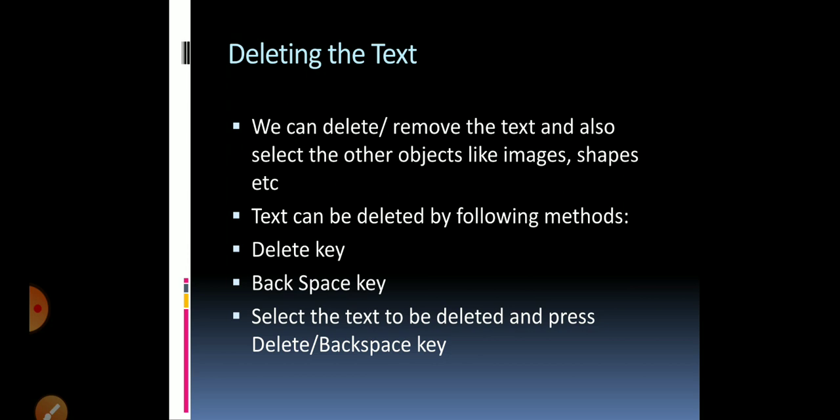First is the delete key. By using the delete key, place the cursor at the beginning of the text that has to be removed by mouse click or arrow keys, and press the delete key on the keyboard. Next, the backspace key. Place the cursor at the end of the text that has to be removed by mouse click or arrow keys, and press the backspace key on the keyboard. Third, select the text to be deleted and press the delete or backspace key. By these three methods, you can delete your text.